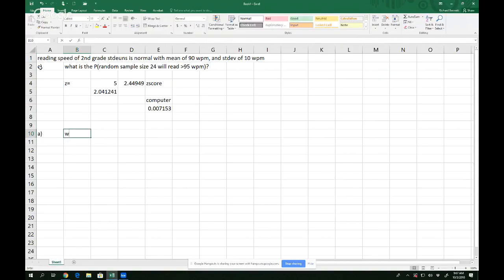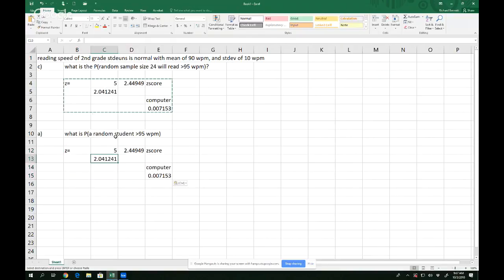A, what is the probability that a random student reads greater than 95 words per minute? Okay. How would you do that? The exact same way. In fact, I'm just going to copy all this. I'm going to paste it. But instead of putting, I don't know why I can't read up here.